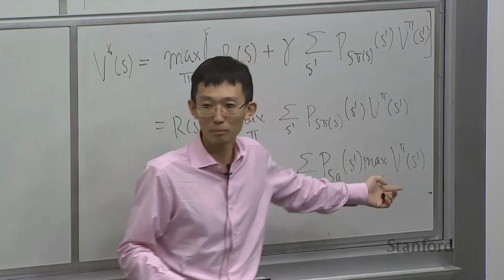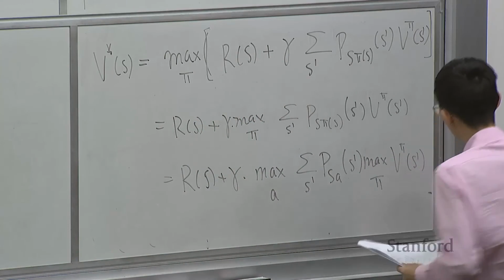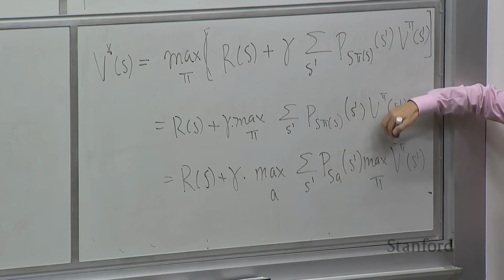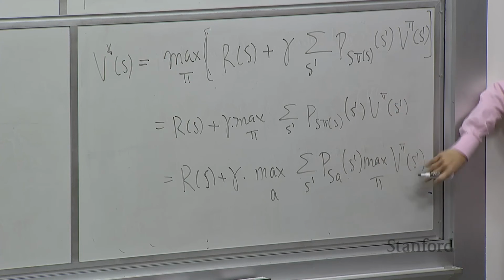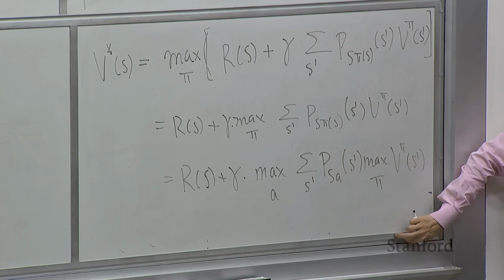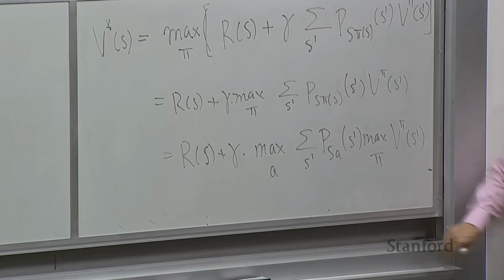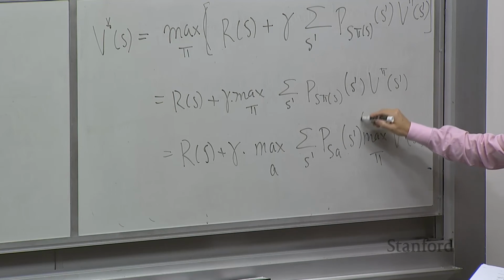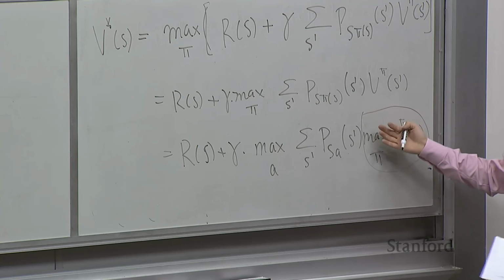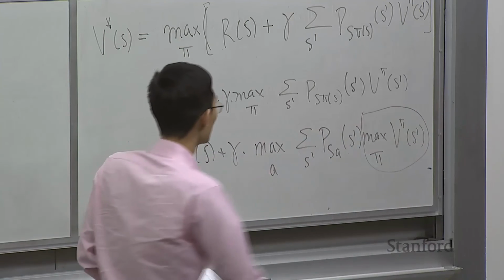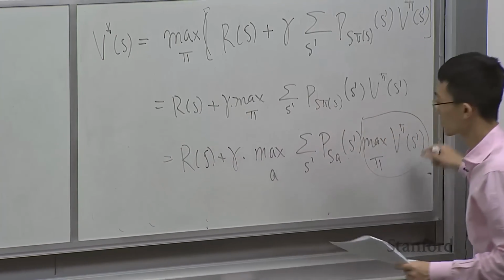However, pi affects two things, right? Pi also affects what happens in the next steps. So I need to also make sure the pi makes the future steps the biggest. And the nice thing about this is that this term is something I already defined, which is a recursion. This is just V star S prime.